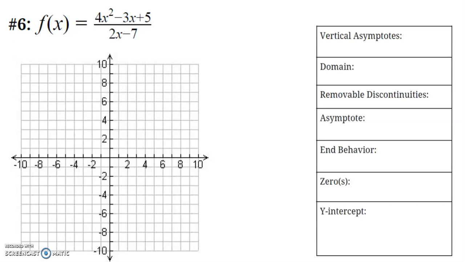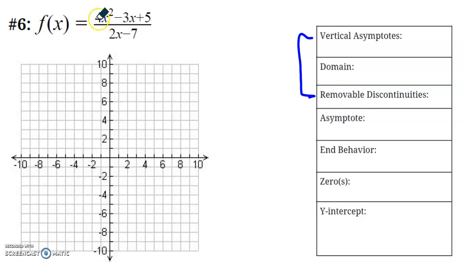Again, just start by diving into this problem. I always like to see, is anything going to factor and cancel? In other words, I'm starting here with vertical asymptotes, domain, and holes, your removable discontinuities. Specifically, removable discontinuities. If it can factor and cancel, our vertical asymptotes are no longer vertical asymptotes, they are holes.